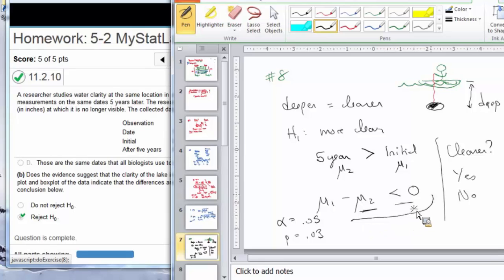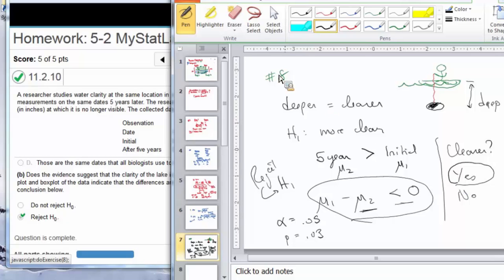Reject means we believe the alternative hypothesis. The alternative hypothesis is that it's getting clearer, so our conclusion is that yes, the water is getting clearer. The null hypothesis is that it's the same, in other words, equals. The alternative is that it's getting clearer. We rejected the null, which means we believe the alternative. It is getting clearer.